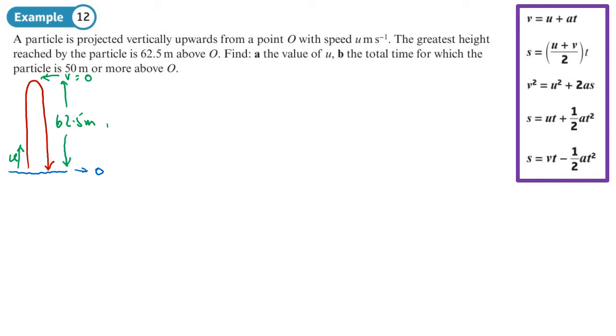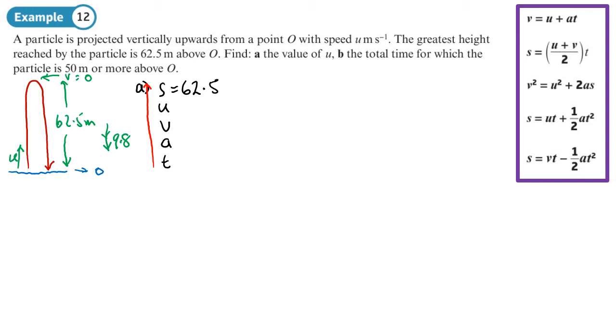And we have gravity, always have gravity going down on these types of questions. So it's 9.8 going down there. And in part A, you want to find the value of u. So let's write out SUVAT. Since it's initially going up, I'm going to take upwards as positive. Now, the maximum height is also going up above where I start, so that will be positive 62.5.